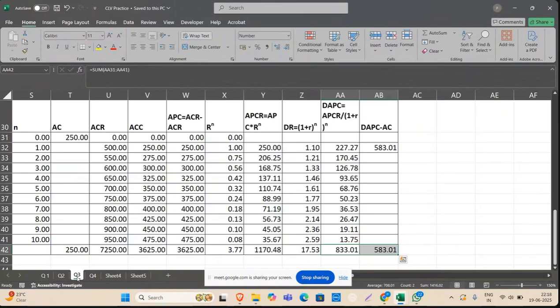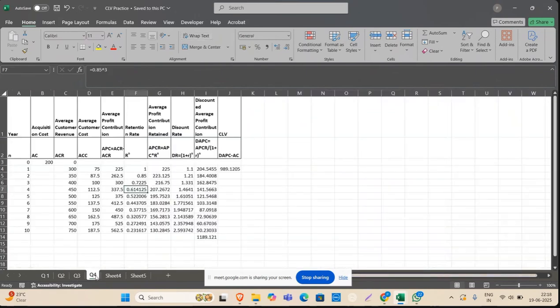And then here they have given the discount rate as 10%. So the formula for the discount rate is 1 plus r. The discount rate is 10%, so you add 1 to that: 1 plus 0.1, so it will be 1.10. For each year you have to apply that, then you will get the discount rate. And then DAPC, so APC divided by discount rate, you will get the DAPC, and then total it and deduct the acquisition cost from it, you will get the CLV value.